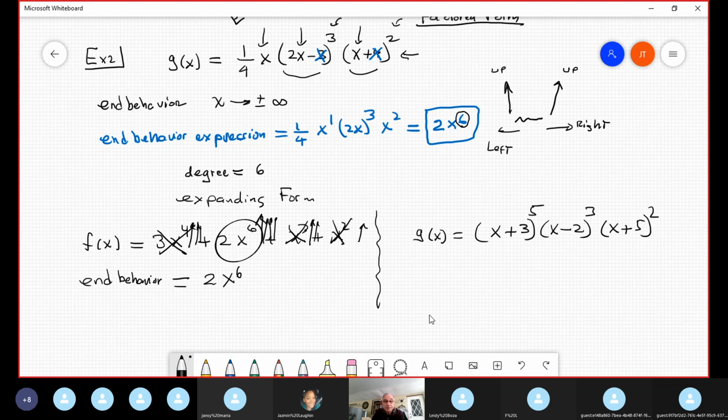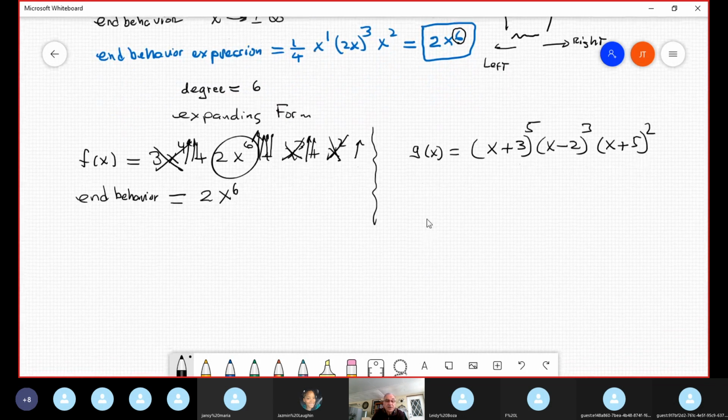And the graph of the end behavior expression: the power is 6, it's even, the coefficient is positive, so it looks like that. Any question? Clear or confusing?